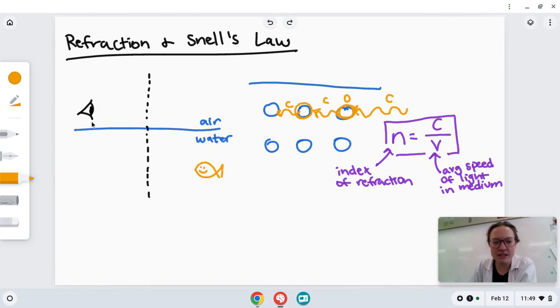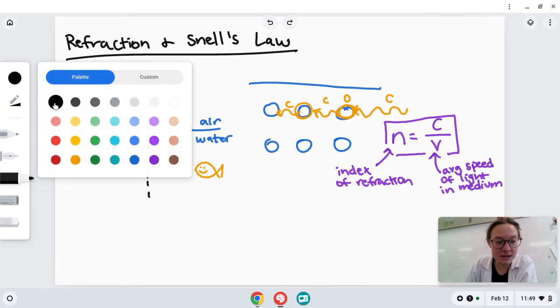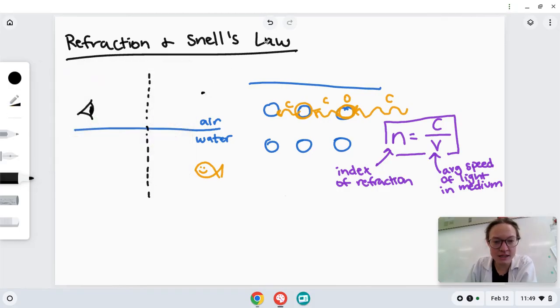Now, if the fish is going to look at you, then the light from you has to come down to the fish. So here's what the fish is going to see. The fish is going to see light coming from you, light coming from you down to the water here. But when it gets to the water, the light from you is not going to keep on going in a straight line. No, it's going to bend.